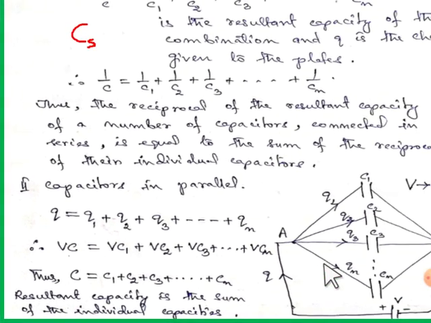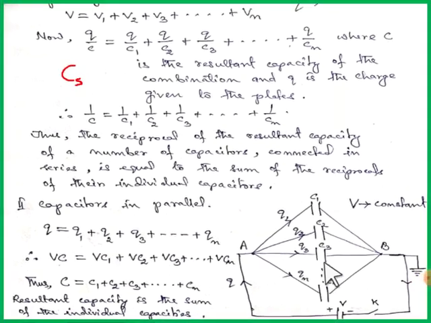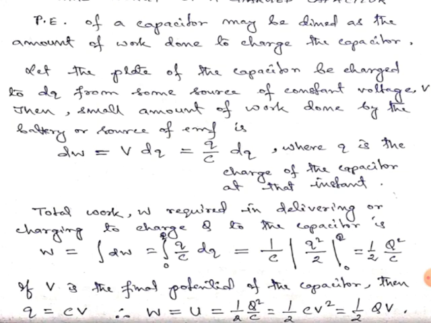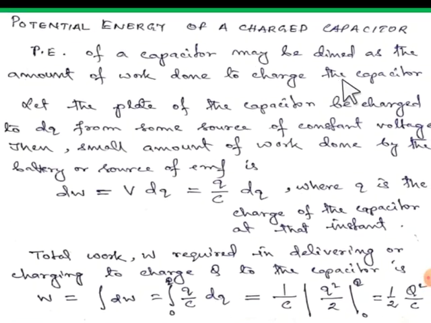Got it? And let's see now the potential energy stored in these charged capacitors. What will be its formula? What is this potential energy? Potential energy is nothing but the amount of work done in transferring the charge to that capacitor. That amount of work done will be stored in the form of its potential energy inside that parallel plate capacitor. So the potential energy of a capacitor may be defined as the amount of work done to charge the capacitor.